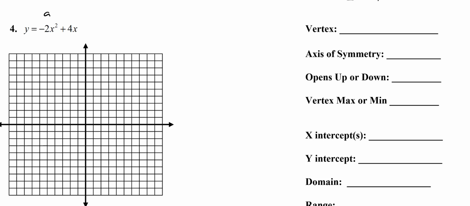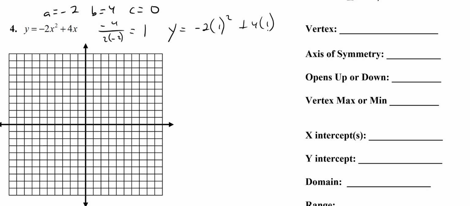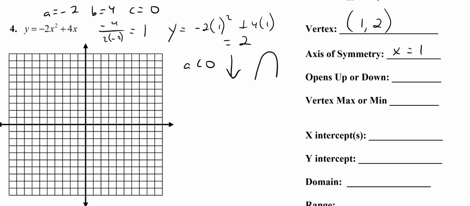A is negative 2, B is 4, and C is 0. So opposite of B, so negative 4 over 2 times negative 2. So it's negative 4 over negative 4, which is positive 1. And I plug that back in, so y equals negative 2 times 1 squared plus 4 times 1. Again, you put that right in your calculator, and if you do that, you get 2. So your vertex is (1, 2). Axis of symmetry, x equals 1. Since A is less than 0, that means it's going to go down like this, which means this point up here is our maximum point. So it's going to be opening down, and it's our maximum point.